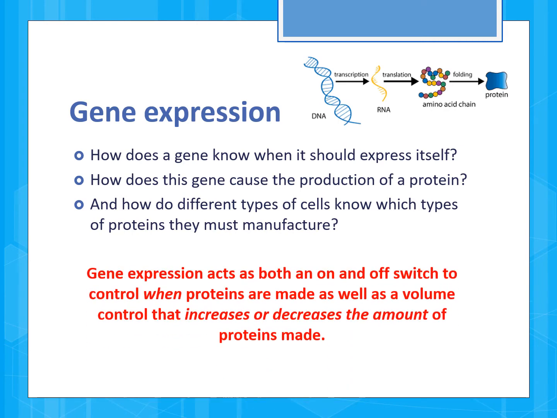So the question then is, well, how do cells know? So that's where we have regulators that decide when the gene is switched on, when the gene is switched off, and how much of that protein is actually being made.